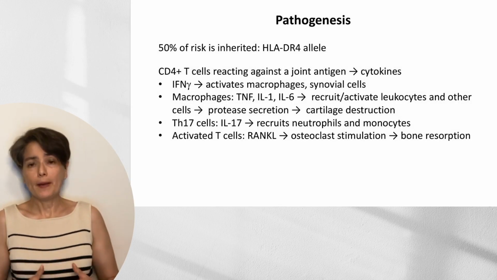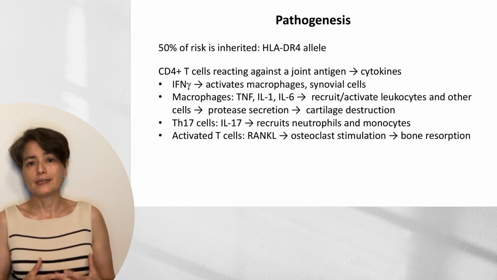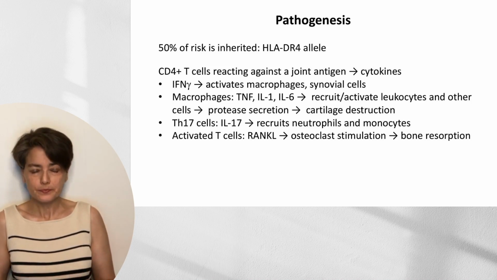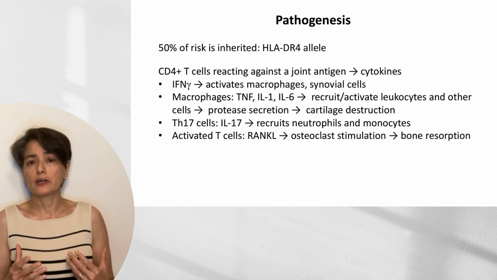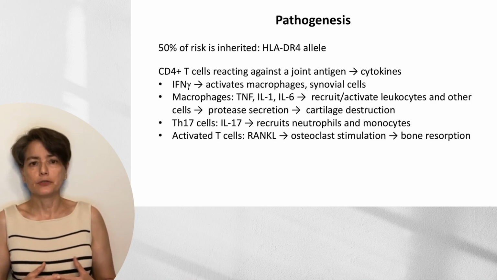So what is the pathogenesis of rheumatoid arthritis? Well, we know that there is an inherited component. About 50% of the risk is inherited and is associated with the HLA-DR4 allele. Similar to what we saw when we talked about celiac disease, we have this HLA type 2 association.